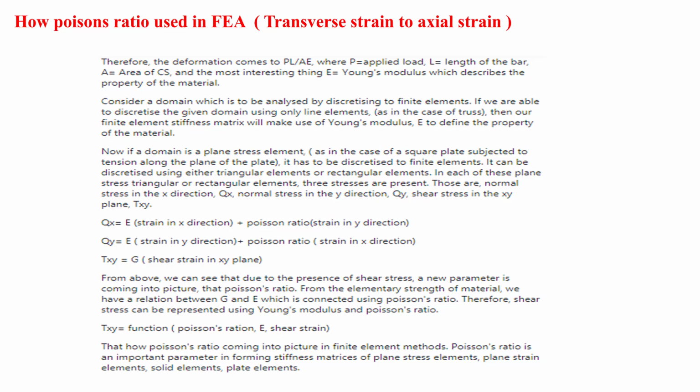Okay, which is very important while forming the stiffness matrices for the plane stress, plane strain, and the solid elements as well as the plate elements. Okay, hope it's very clear. So why do we consider this Poisson's ratio while dealing with the FE analysis? This plane stress, plane strain, normal stress, normal strain, and the shear stress are going to come into picture to solve these things and form the stiffness matrix. This Poisson's ratio plays a very important role.